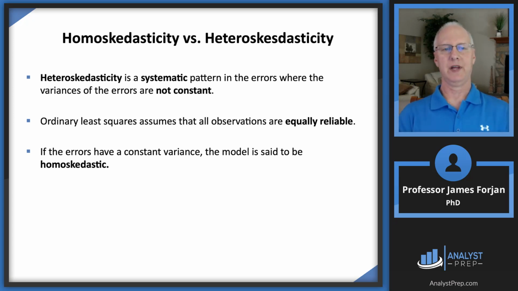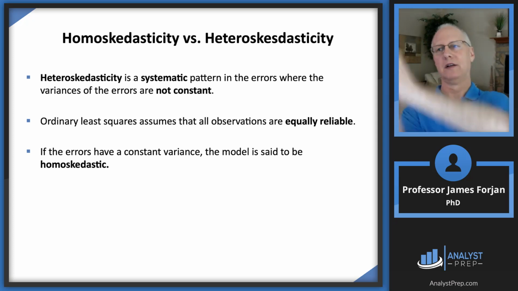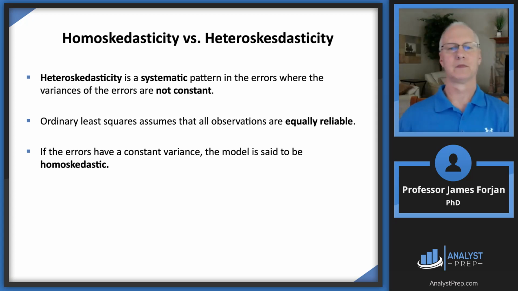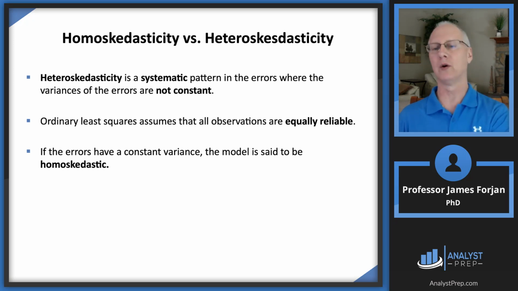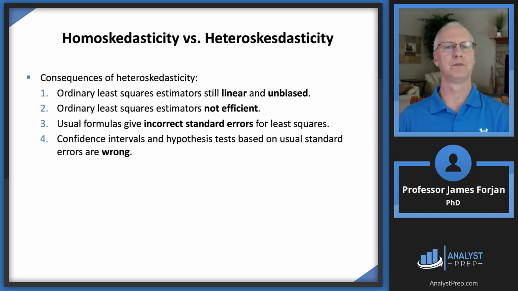So here's a good definition. Heteroskedasticity is a systematic pattern in the errors where the variance of the error terms is not constant. That's why we drew that little thing there, like a bugle going out. Ordinary least squares assumes that all observations are equally reliable, but that only holds true if the error terms have a constant variance, which is homoskedasticity.